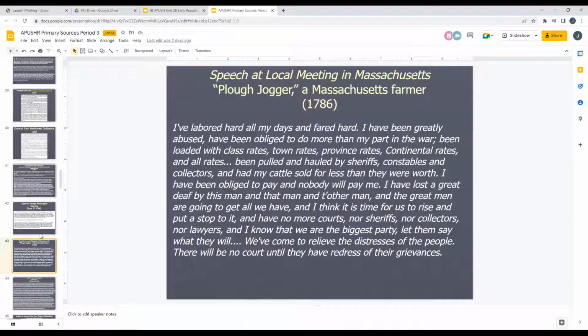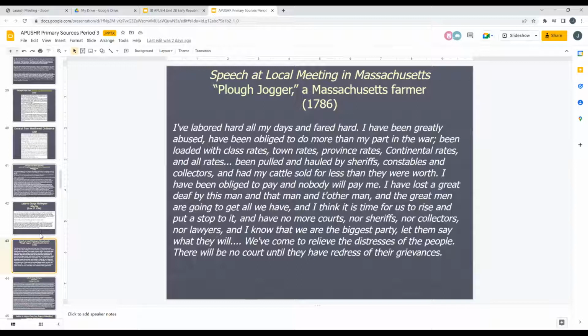As you can see here, I've labored hard all my days and fared hard. I have been greatly abused. I've been obliged to do more than my part in the war. Been loaded with class rates, town rates, province rates, continental rates, and all rates. Been pulled and hauled by sheriffs, constables, and collectors. Had my cattle sold for less than they were worth. I have been obliged to pay, and nobody will pay me. I have lost a great debt by this man, and that man, and the other man. And the great men are going to get all we have. And I think it is time for us to rise and put a stop to it.